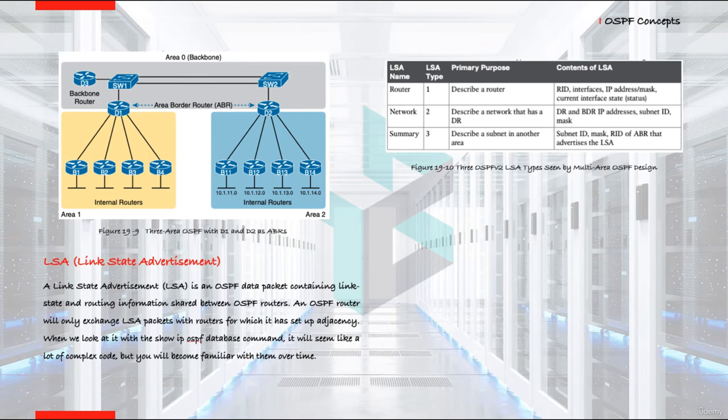In the table on the right you can see what LSA Type 1, Type 2, and Type 3 are used for. LSA Type 1 packet contains information such as router ID, interface, IP address, subnet mask, and status of interfaces. LSA Type 2 packet transmits information such as DR, BDR, and subnet ID. LSA Type 3 packet contains subnet ID, and transmits router ID and ABR information.